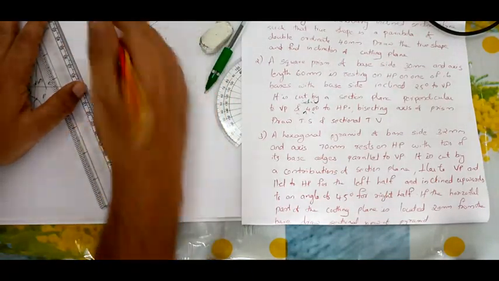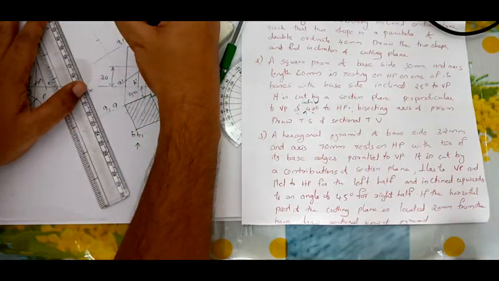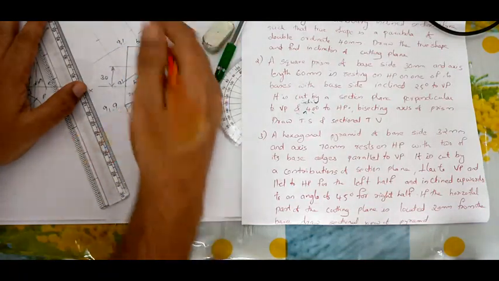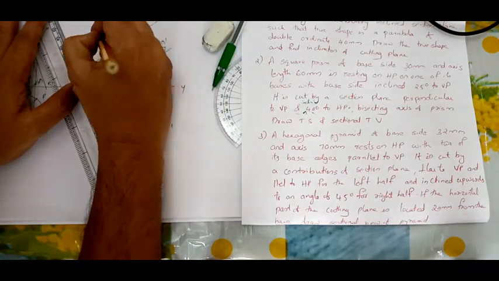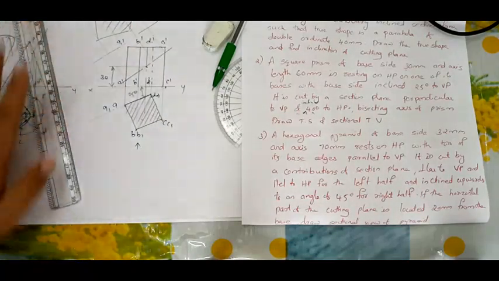This distance you have to cut it here. Now this distance you have to cut it here, and this distance you have to cut it here. You will be getting like this 1, 2, 3, 4. This will be the true shape.